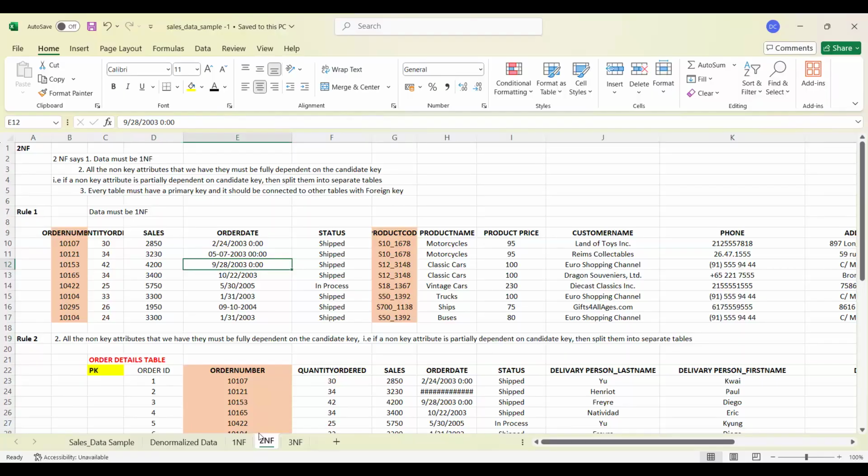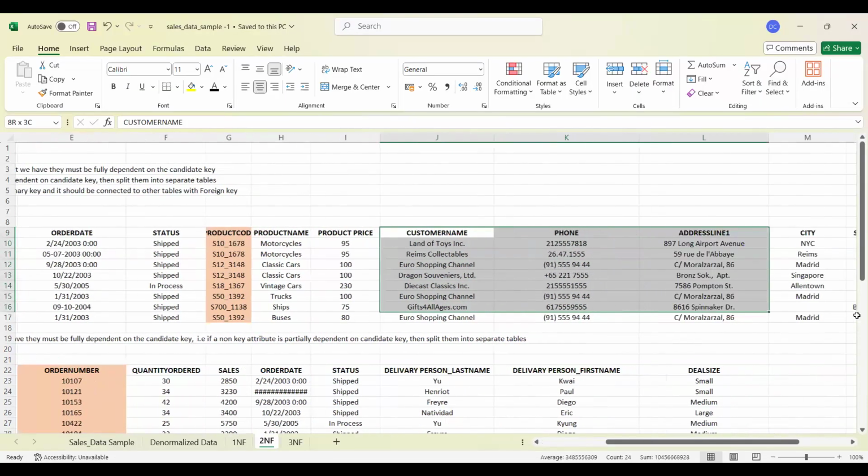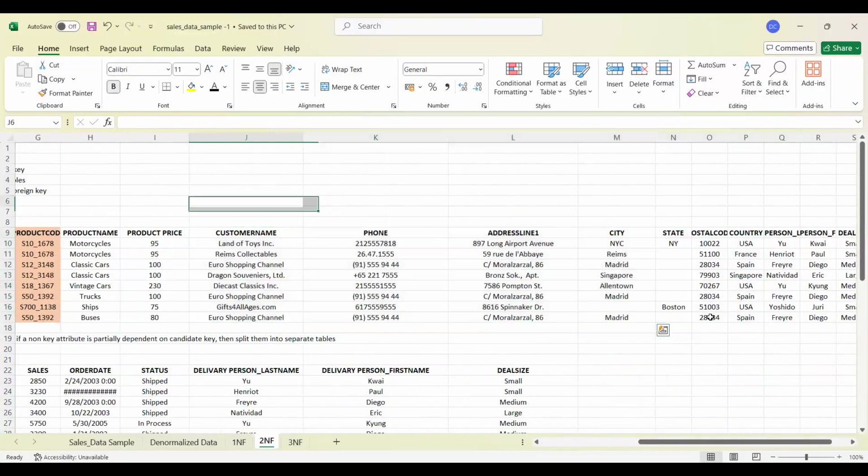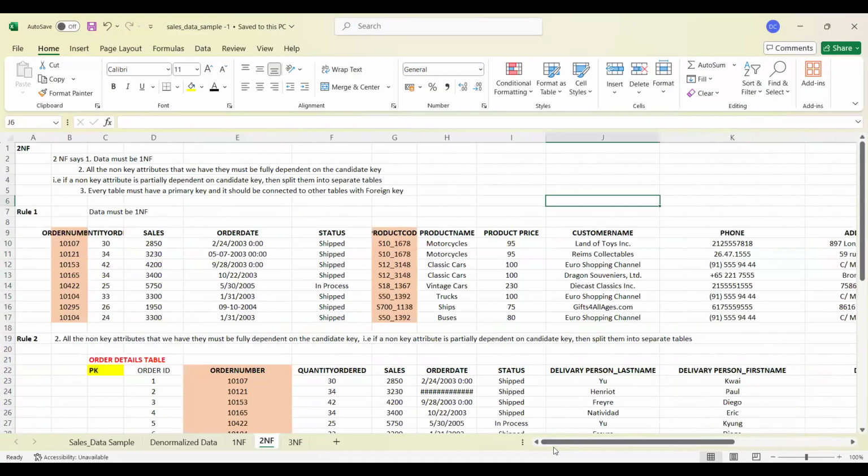According to that, none of the other columns are fully dependent on the candidate key. This data depends only on the order number but not on the product code. This data depends on the product code only but not on the order number. In the same way, we have a few more columns that are also not fully dependent on the candidate keys. As per rule 2, if they are not fully dependent, we call that partially dependent. If so, we need to split them into separate tables. That is what I did in the previous class, right?